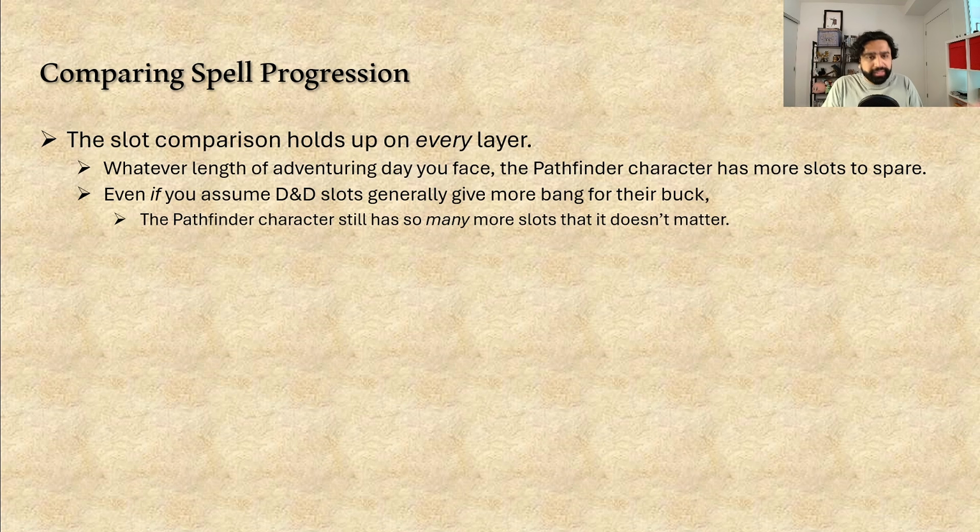mattering. Sure, one can make the argument that a 6th rank concentration spell in D&D is worth a lot more than a Pathfinder 6th rank spell. I don't think you're going to be able to convince me it's worth 3 times as much, though.